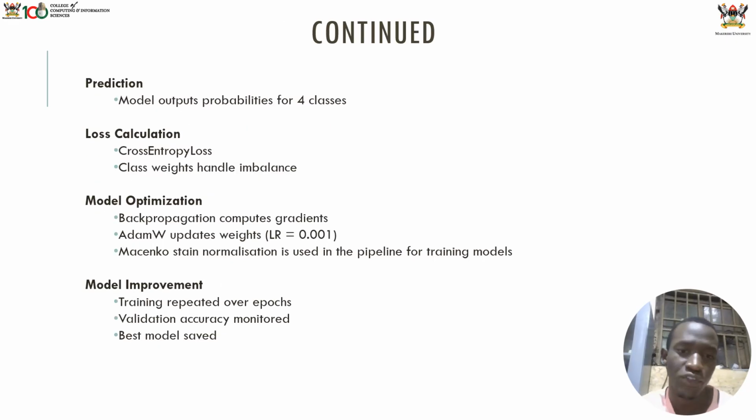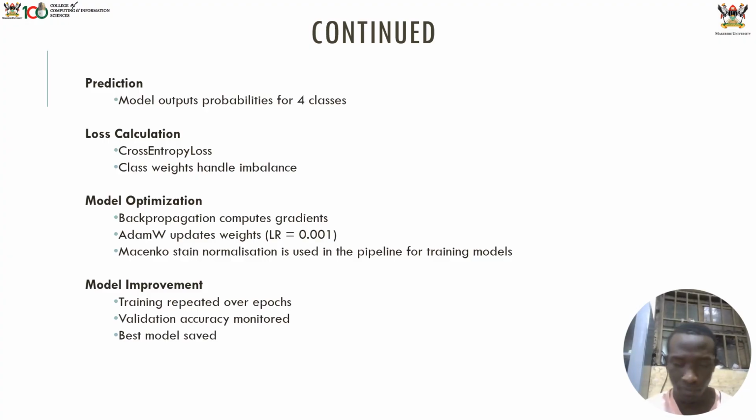Then you have the prediction. The model outputs probabilities for each of the classes. These probabilities indicate how confident the model is for each class. The class with the highest probability is selected as the final prediction. For example, if a user uploads an image, our model will be able to analyze it and give a prediction for each of the classes that was stated.